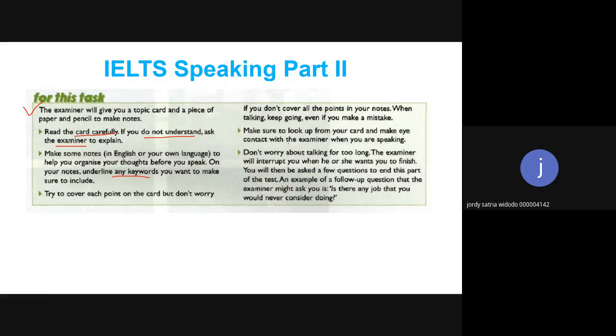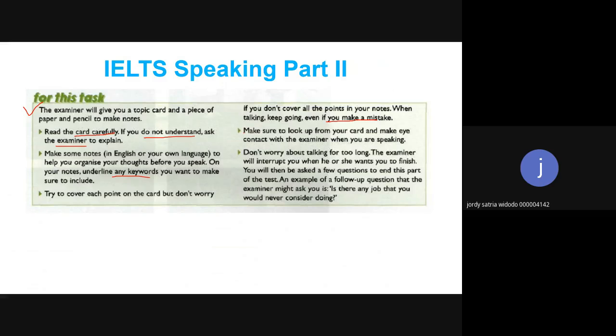And then try to cover each point on the card, but don't worry if you don't cover all the points in your notes when talking. Keep going even if you make a mistake. Just keep going, because it doesn't matter how long you speak. Later, if the time is up, your examiner will stop your talking. And if you are stopped while talking, it's okay.